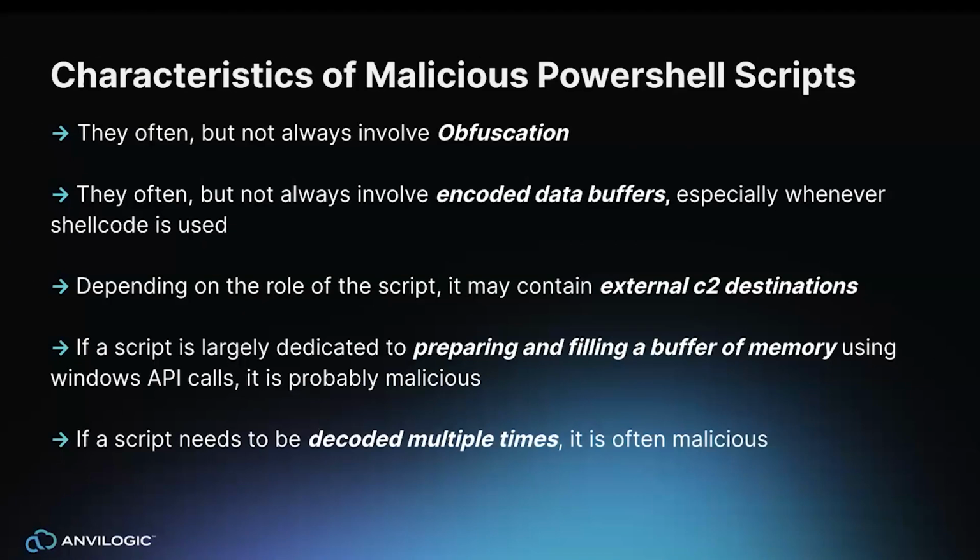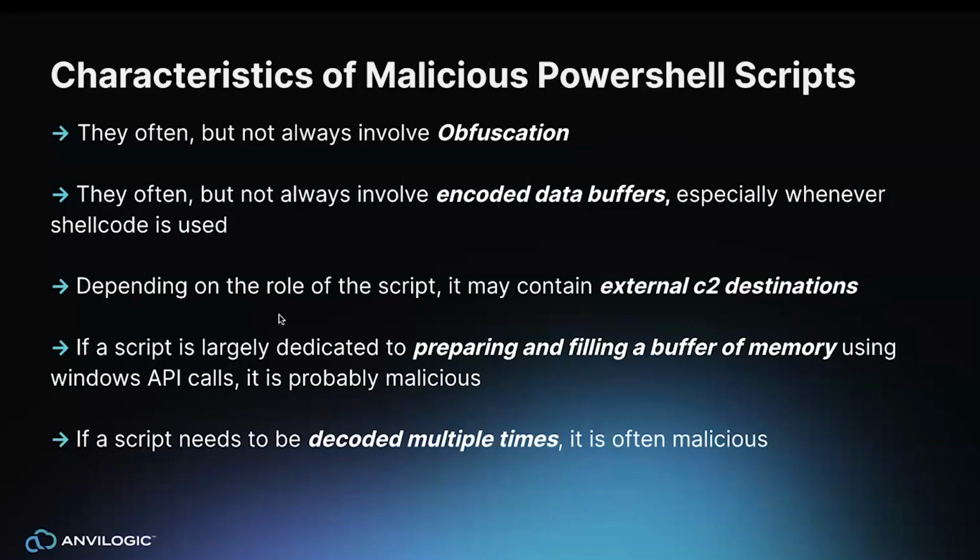So here are some things you'll find in PowerShell scripts, or things that should give you pause and make you think they're malicious. They often involve obfuscation. The more complicated the piece of code, the more likely it is to be obfuscated. So if there's encoded data in there somewhere, like, for example, encoded commands and encoded script or shellcode, you're going to be dealing with an obfuscated script for sure, just because of the size and complexity of that stuff. So they often involve encoded data buffers. That's what I said before.